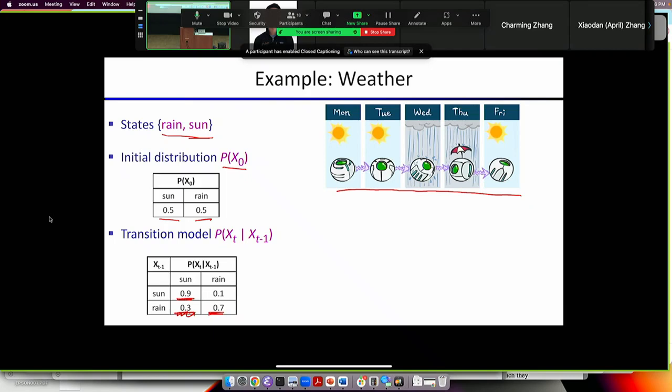And that's appropriate for California, I guess. It'd be a somewhat different transition model in England, where it seems to be raining forever, so like 0.999 if it's raining the next day. So there we are. But this is the model that we're going to use. So 90% persistence of sun, 70% persistence of rain.